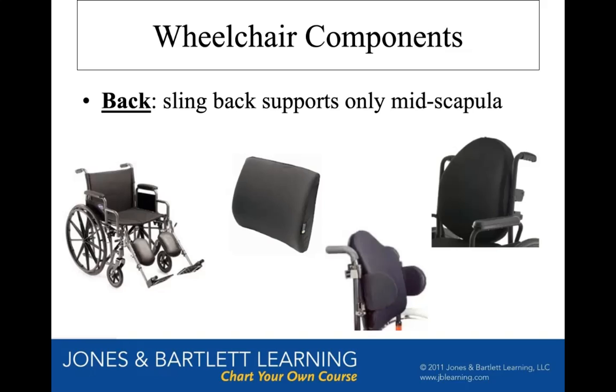You can see that some of them, this one on the right side of the screen, go up really high. That would go up just under the neck. Some of them go down low, just under the lumbar spine. You can see this one on the bottom of the screen has these two little wings that fold out and go on the side of the trunk. Those are called lateral supports or lateral trunk supports, or you'll just hear us call them laterals.